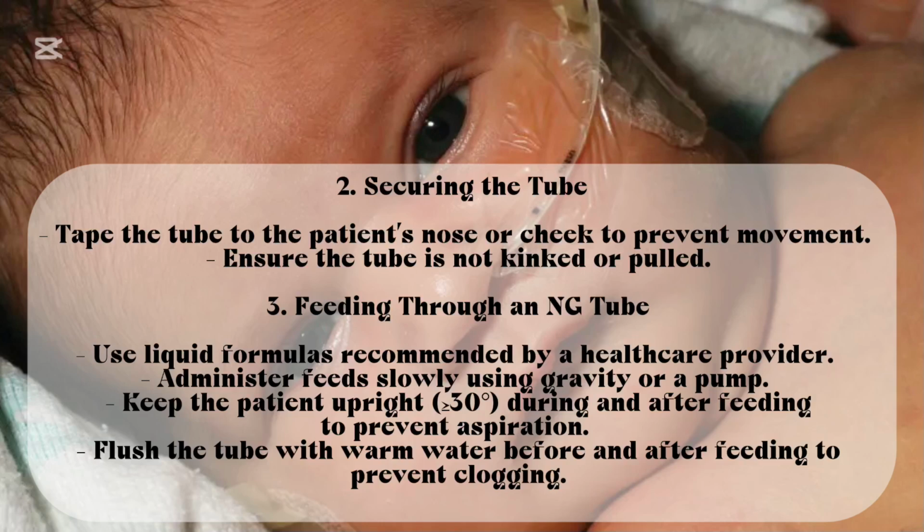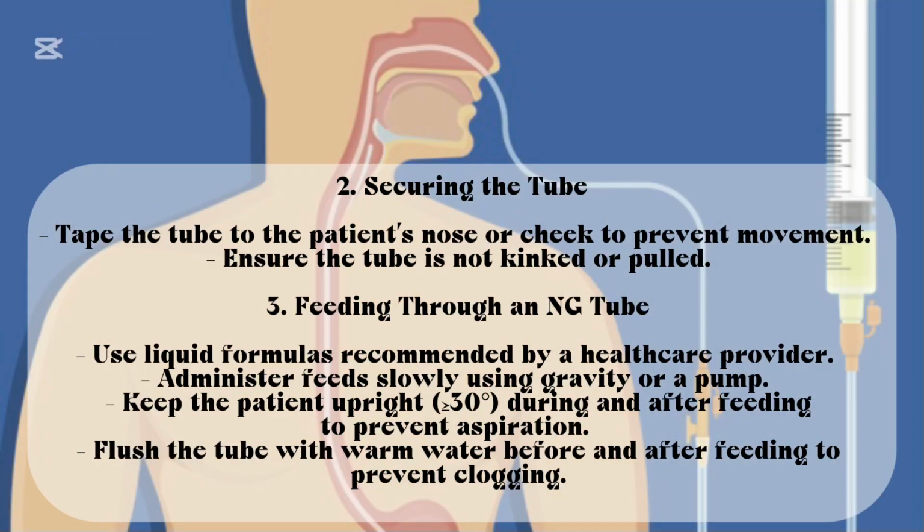2. Securing the tube. Tape the tube to the patient's nose or cheek to prevent movement. Ensure the tube is not kinked or pulled. 3. Feeding through an NG tube. Use liquid formulas recommended by a healthcare provider. Administer feed slowly using gravity or a pump. Keep the patient upright at 30 degrees during and after feeding to prevent aspiration. Flush the tube with warm water before and after feeding to prevent clogging.